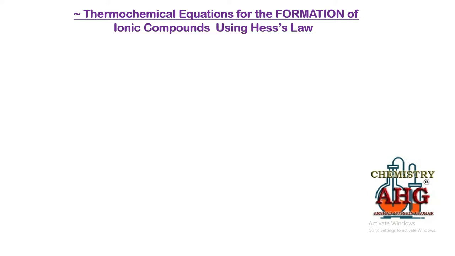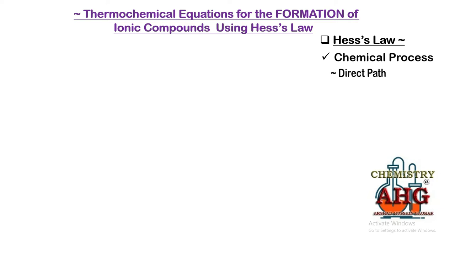Okay, first of all, let me give you a brief introduction to Hess's law, so you can have a quick revision. What is Hess's law? There are two pieces of information that you must remember about Hess's law. Number one, according to Hess's law, every chemical process can take place through two different paths. One path by which a chemical process can occur is known as the direct path, and the other path by which a chemical process can be completed is known as the indirect path.